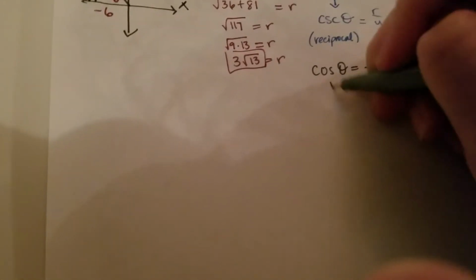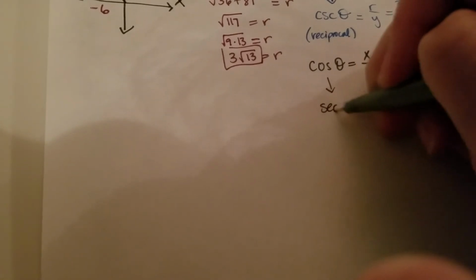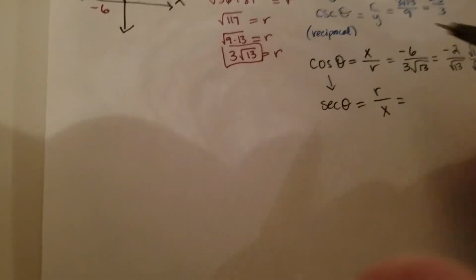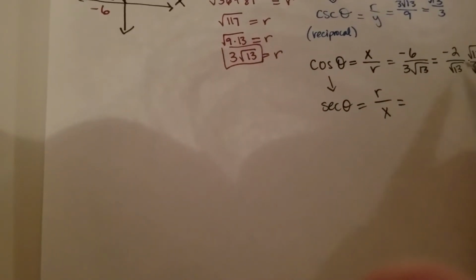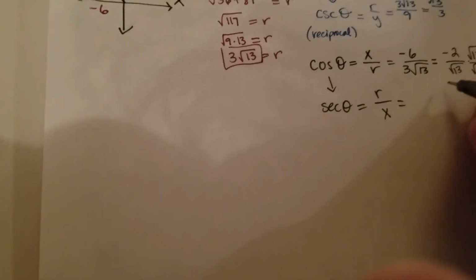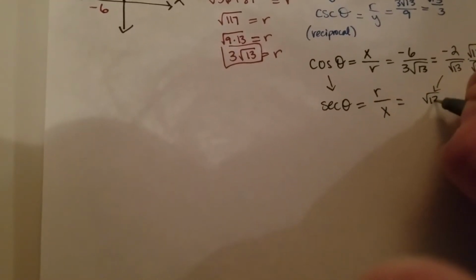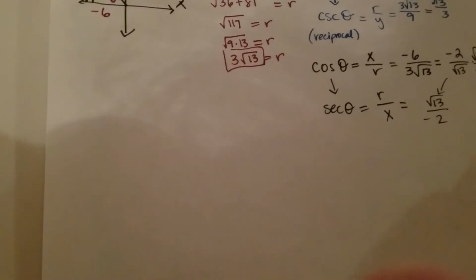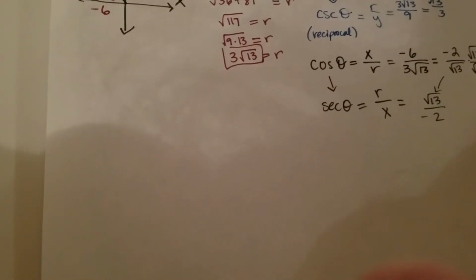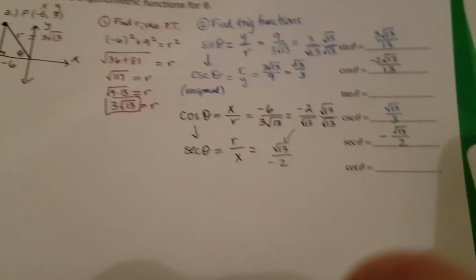And then you're going to do the reciprocal, which is the secant. Okay, so the secant would be r over x. And really, you can see this is the reduced version here. So this is going to reduce to root 13 over -2. And the negative you can put right in front, negative root 13 over 2 as your final answer.